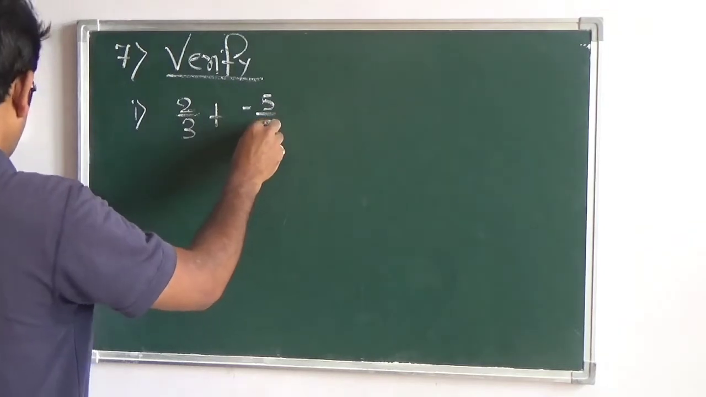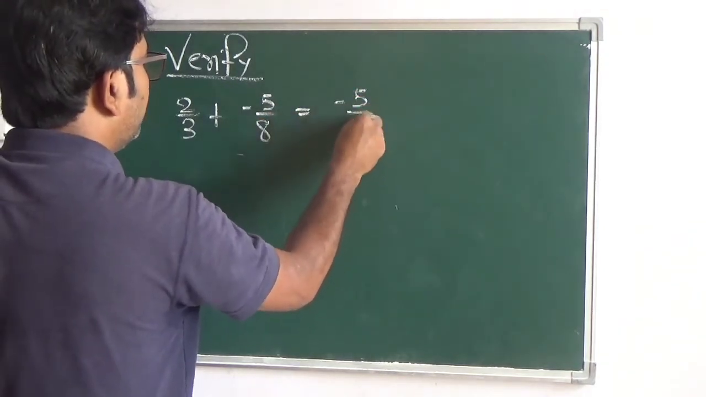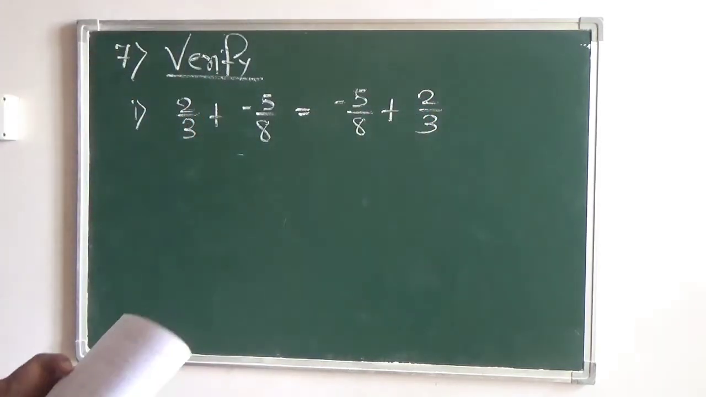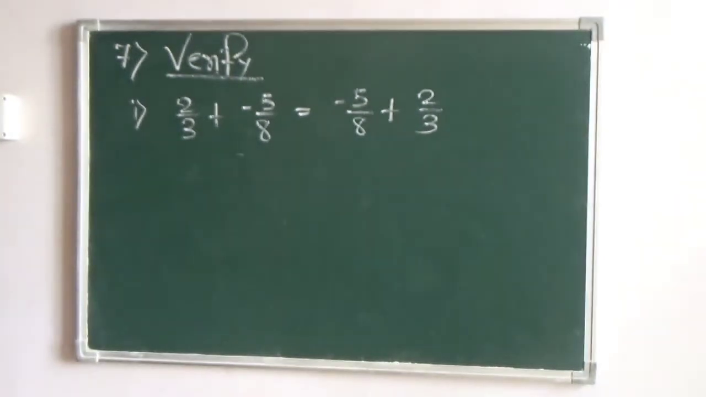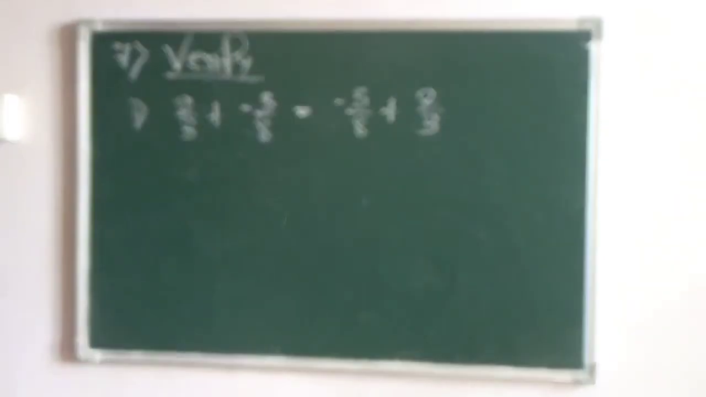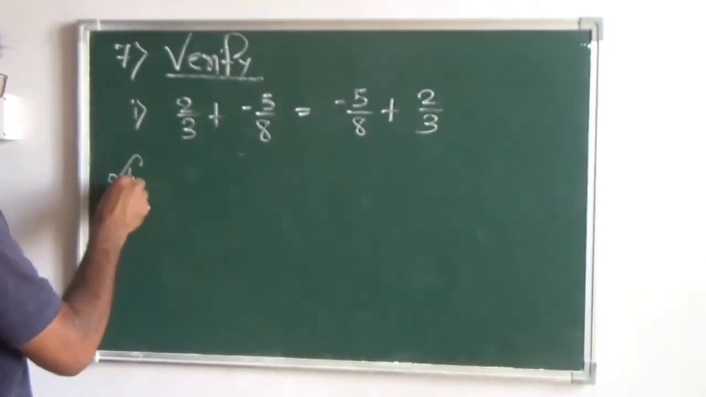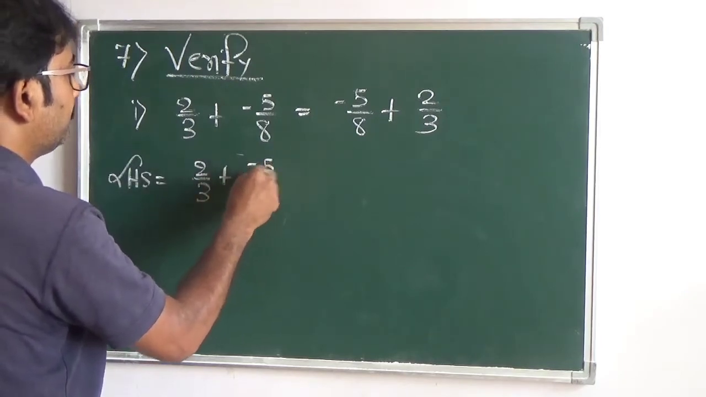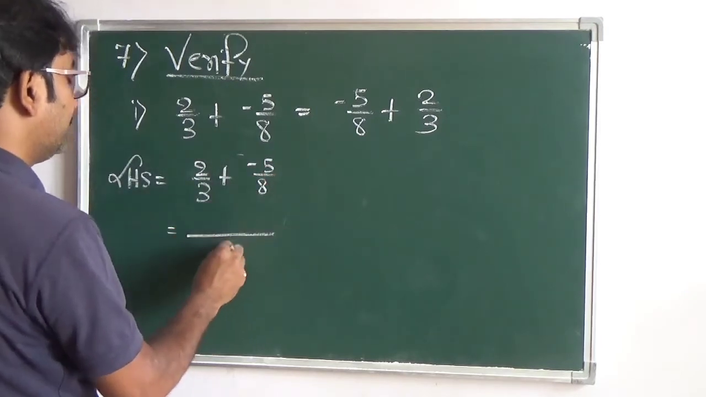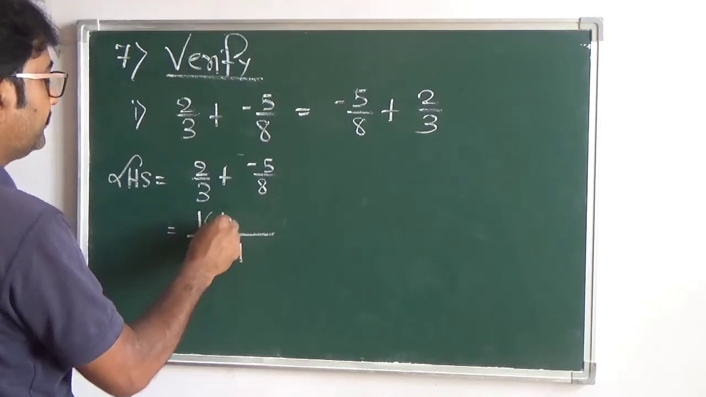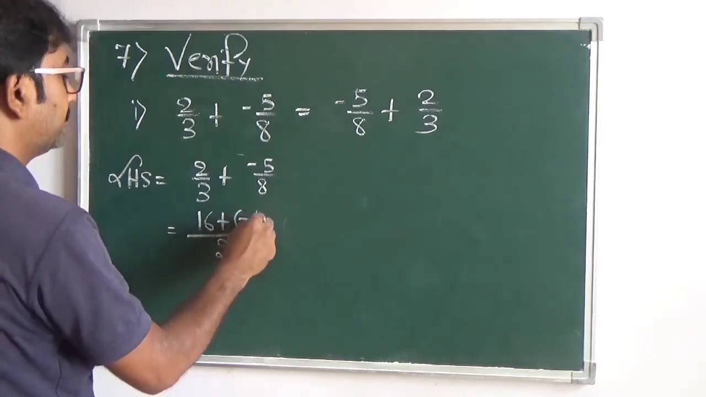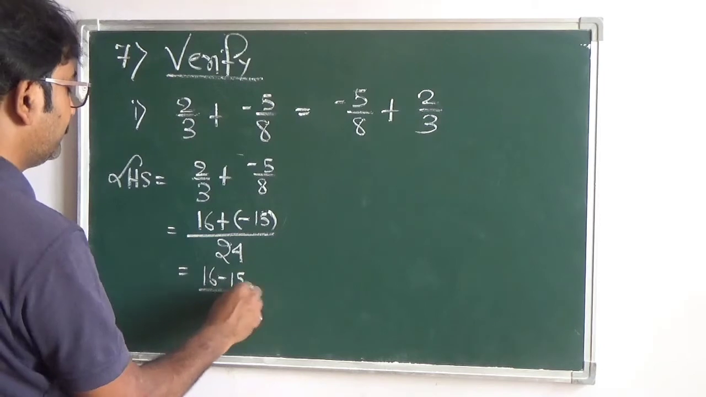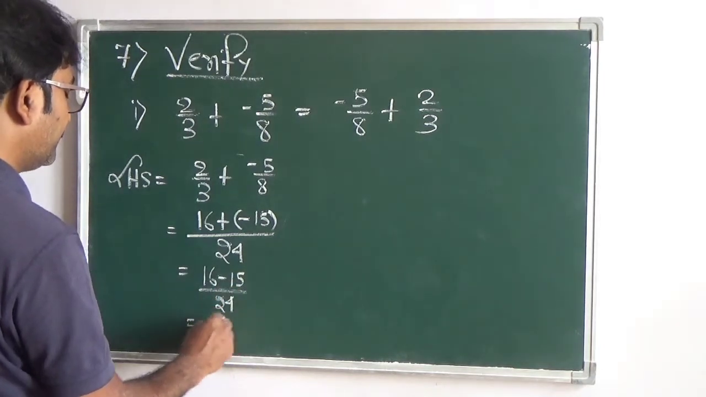plus minus 5 by 8 is equals to minus 5 by 8 plus 2 by 3. It is actually obviously satisfying. You can very clearly say this is the commutative property, but then since it is being told verify, so let us check it. So we can solve the left hand side, that is 2 by 3 plus minus 5 by 8. So the LCM will be 24, so 16 plus minus of 15. So it is 16 minus 15 by 24 and that is equals to 1 by 24.